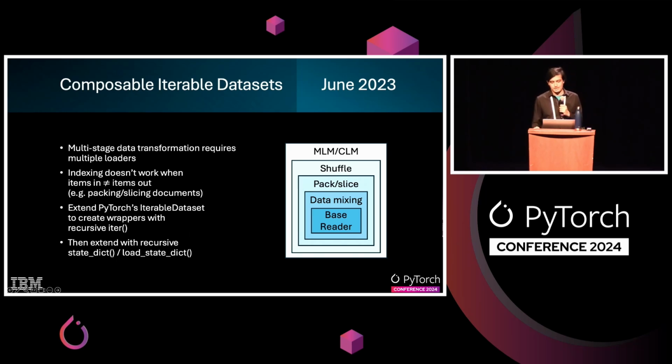So to actually build this, we extended PyTorch's existing iterable dataset with the ability to wrap other iterable datasets, as I described before. We then leveraged the recursive iteration scheme to similarly handle saving and loading state. We're just passing state information up or down through the different layers and consuming or accumulating information as we go.